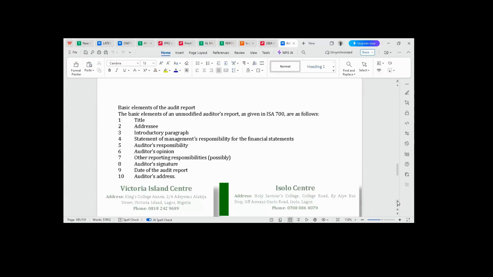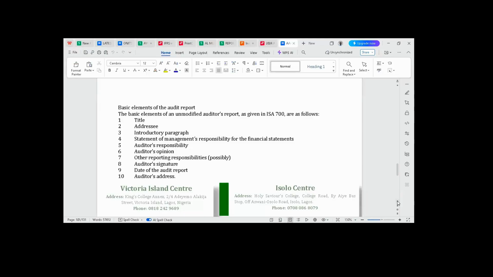Okay? Then it has what? Addressee. It must be addressed to somebody or to some set of people. Or this report is addressed to the shareholders of ABC PLC. Or this report is addressed to the management of ABC Limited. It must be addressed to somebody.